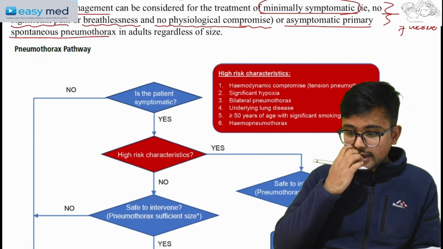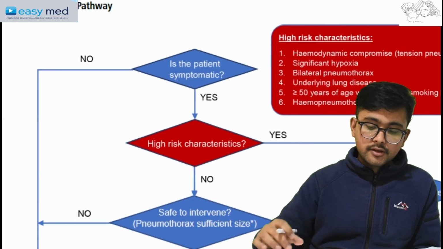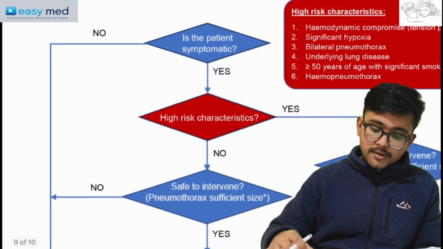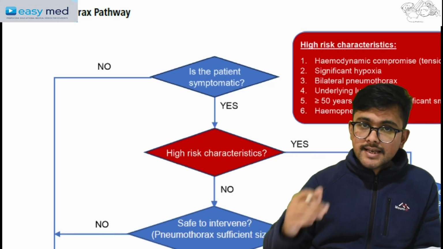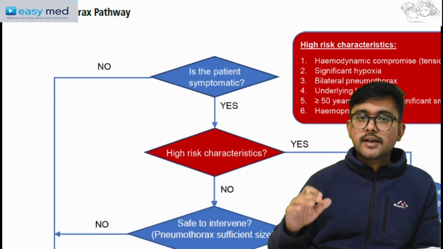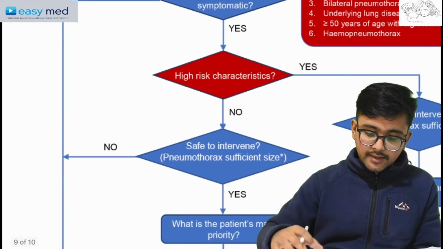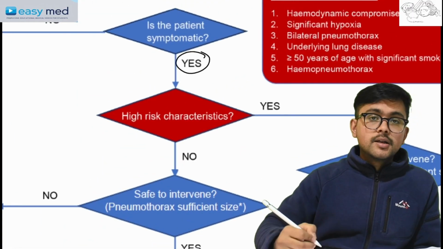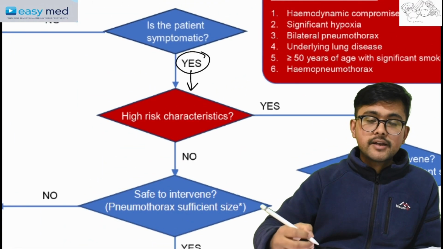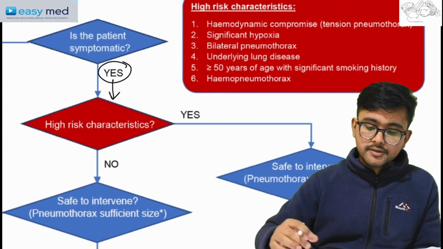So what do they suggest in terms of the pneumothorax pathway? The first thing you look at in a patient with pneumothorax is not the size of the pneumothorax, but if this patient has symptoms. If the patient is not symptomatic, you might not have to intervene. But if the patient is symptomatic, then you look at if this patient has some high risk characters or not. So what are high risk characters?